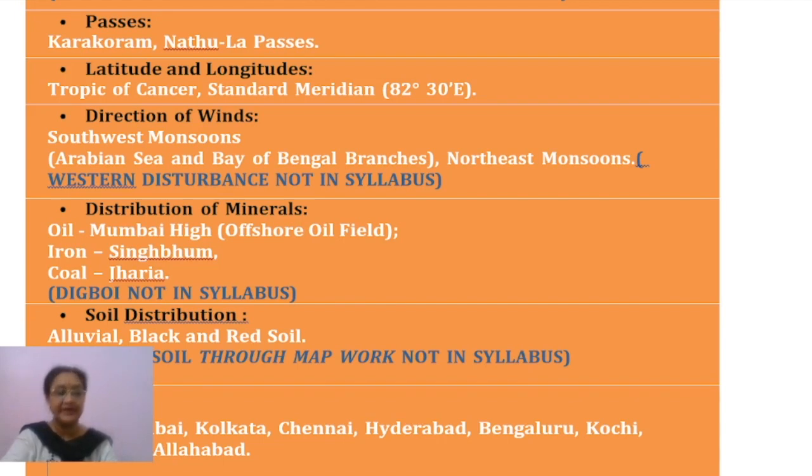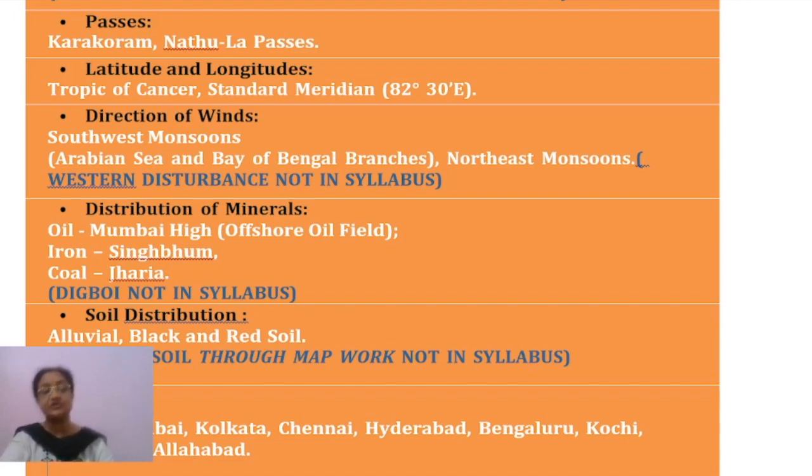Its name is Mumbai High. So number one is that. And regarding iron, you have to mark Singhbhum, as you have to practice it. And coal also, the Jharia coal field you have to practice. So out of the distribution of minerals, just one thing has been taken out, that is Digboi. Rest all are there as it is.